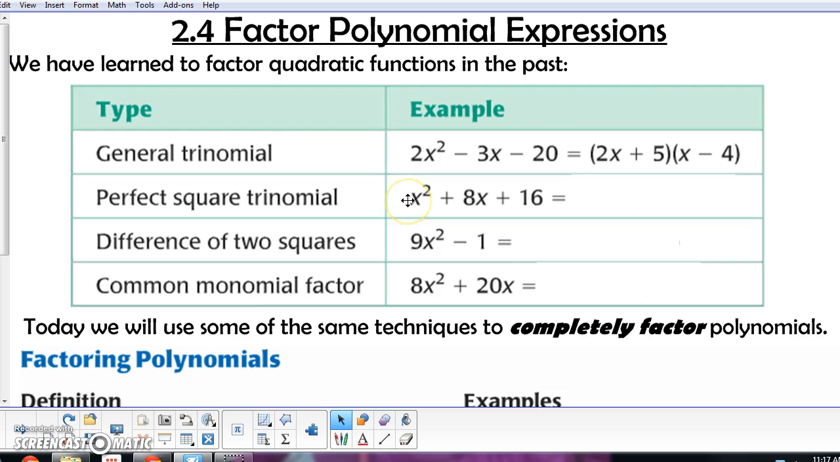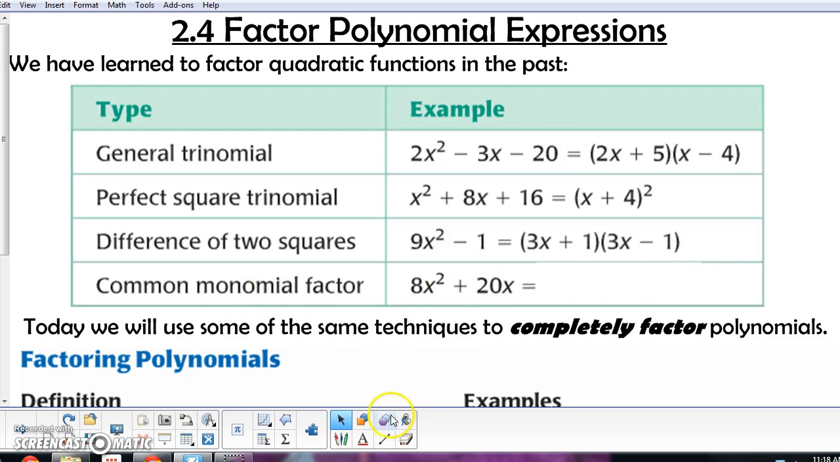Maybe we had a perfect square trinomial, where the first term was a square, the last term was a square, and the second term was a combination of their roots. Maybe it could be factored using something like that, x plus 4 squared. Maybe it was the difference of two squares, where the first term was a square, and the second number was a square, and we were taking the difference of those. Well, that's going to turn into 3x plus 1 and 3x minus 1, as you see here.